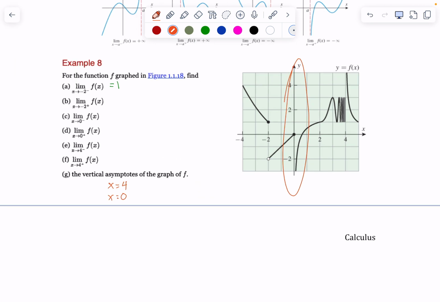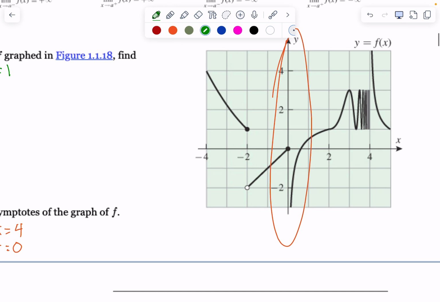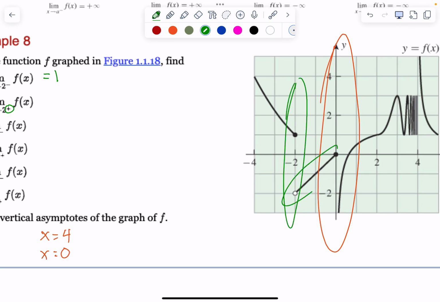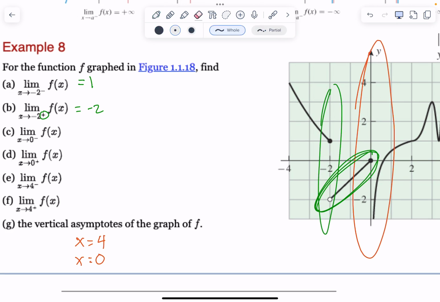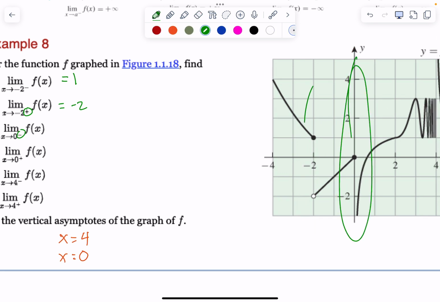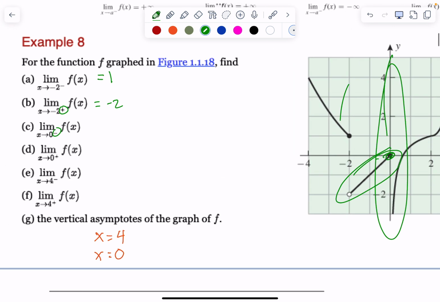Okay. All right, B. Let's talk through B. -2 from the right. -2 is right here. From the right, we're looking at this piece. What's he approaching? -2. You got it. Now we're going 0. C says 0 from which side? The left. Where is 0? Here. From the left is this piece, and it's going toward 0.